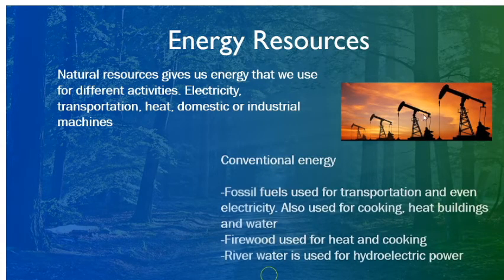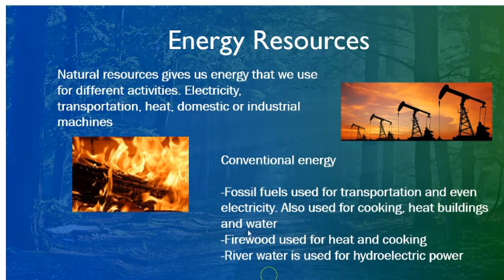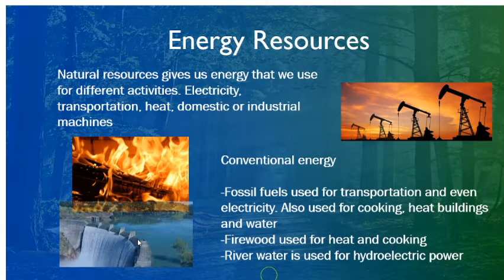As we see over here, we have the fossil fuels. This is petroleum, and they are used for transportation, electricity, cooking, to heat buildings, and water. Also, natural gas is used for some of these activities. Firewood, which is over here, is used for heat and cooking. And finally, we have the river water, which is used for hydroelectric power. So we have electricity thanks to this.